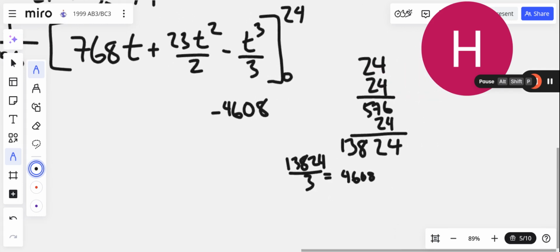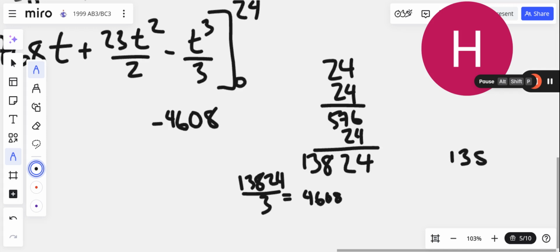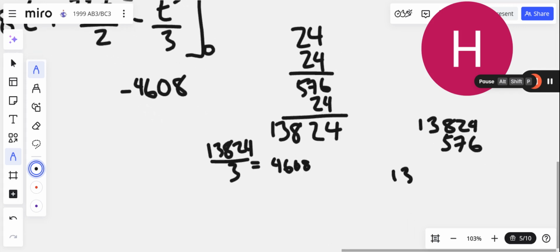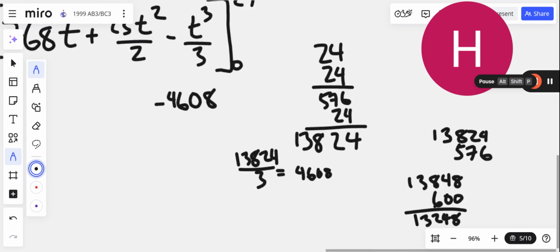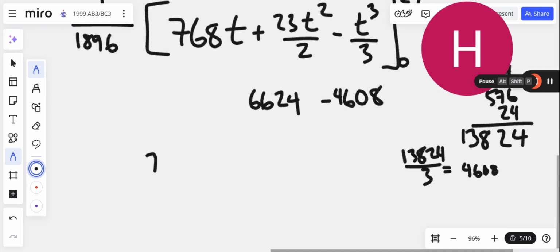23 times 576. Well, 24 times 576 is 13,824. So 23 times 576, we can just subtract 576. Which, if I add 24 to both of those, just turns into 13,248. And then I'm going to divide that by 2. So this is going to be 6,624. And then here's the big one, 768 times 24.